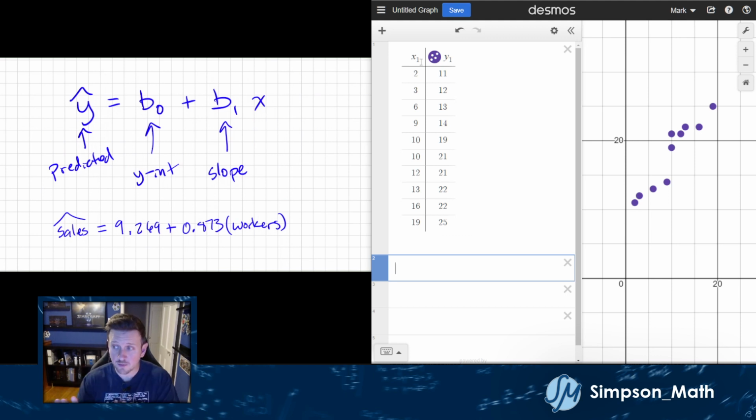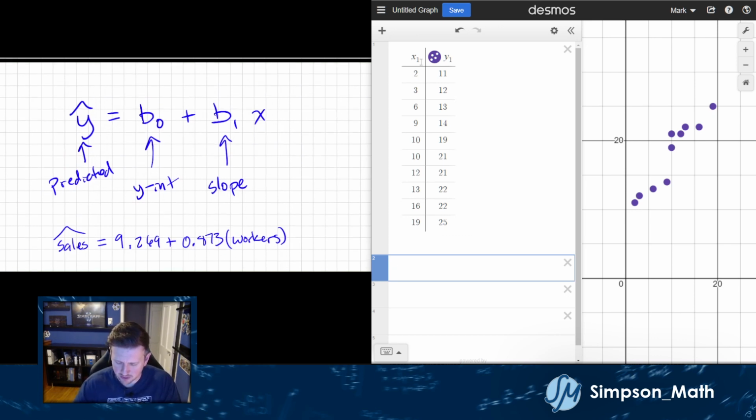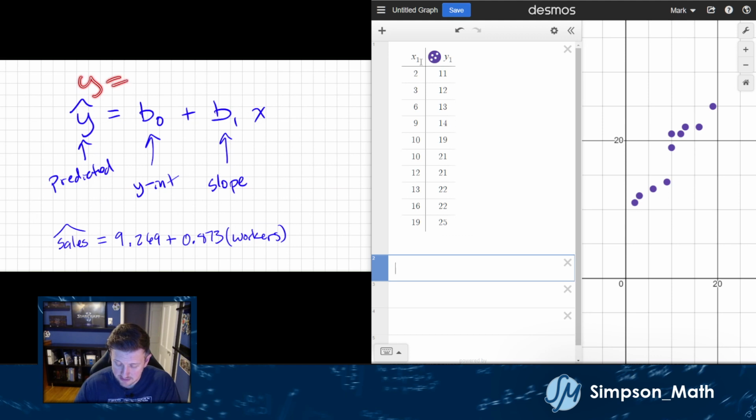So before we start asking Desmos to make the least squares regression line, we need to talk about what's right above me, which is the least squares regression line formula. So you should remember from your algebra days, y equals mx plus b. It's the same process, same basic thing. We're just putting some extra symbols on it.